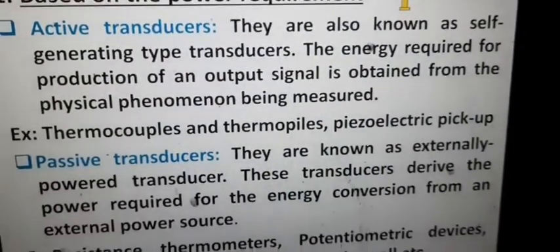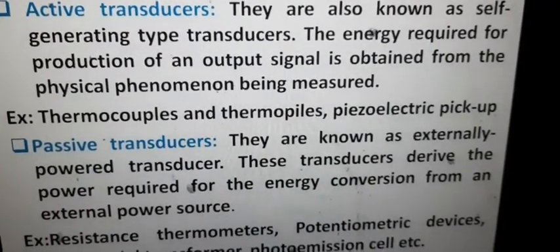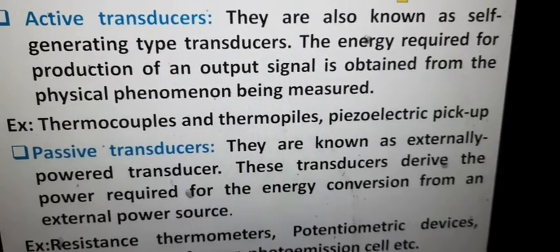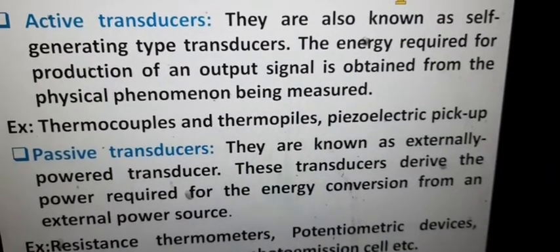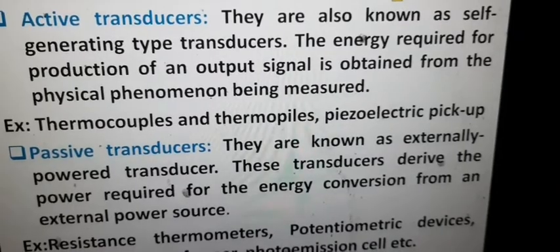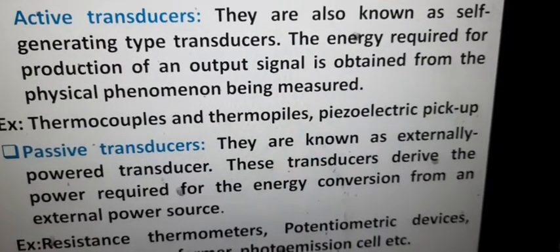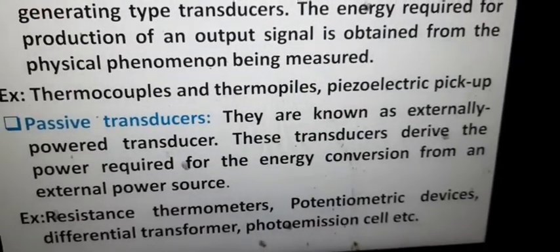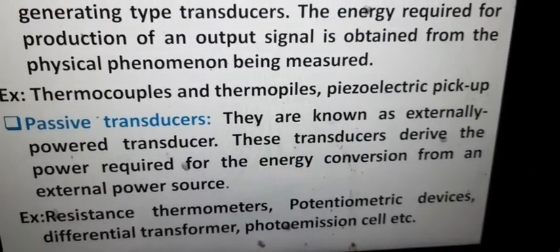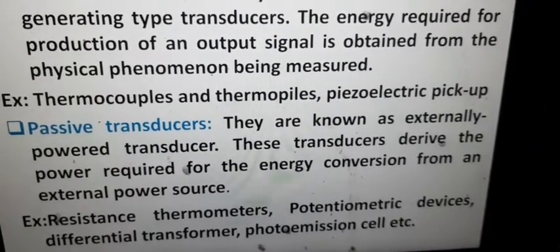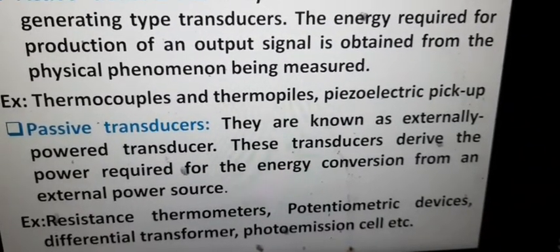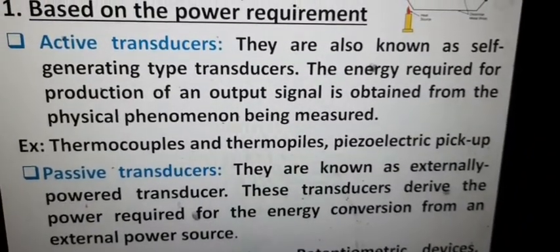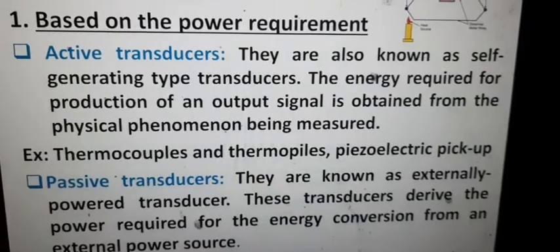But what happens in case of a passive transducer? They are not self generating. To convert one form of energy into another form, they require some amount of external power source, or external power input, or additional power input. That's why we call it a passive transducer. The examples of passive transducer are resistance thermometer, potentiometric device, differential transformer, photoemission cell, etc.